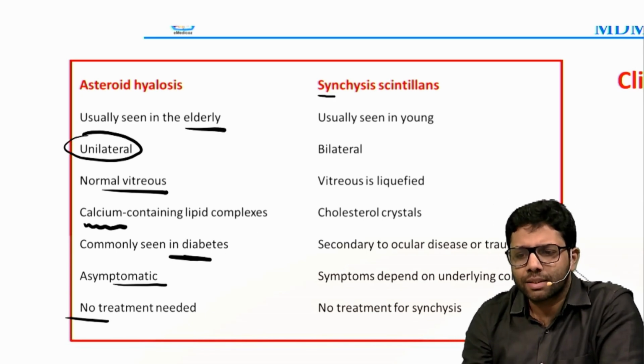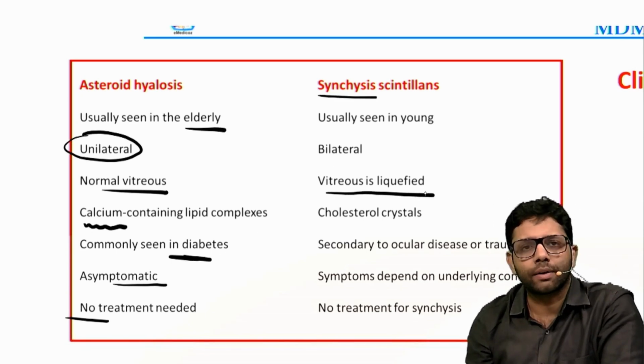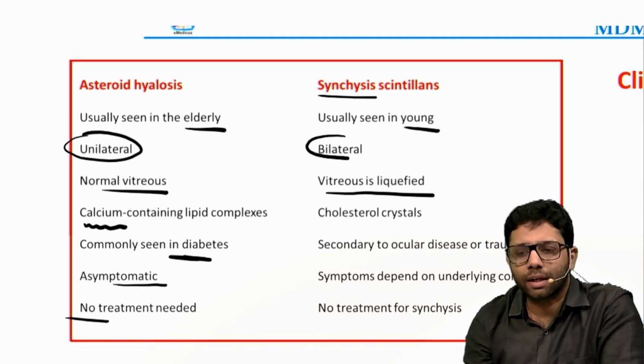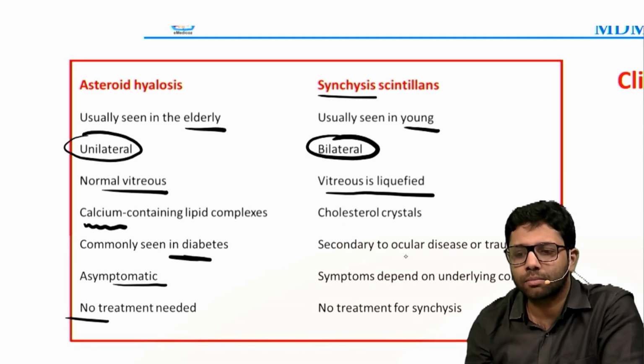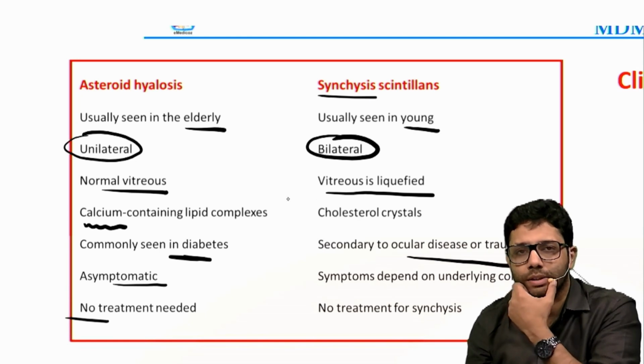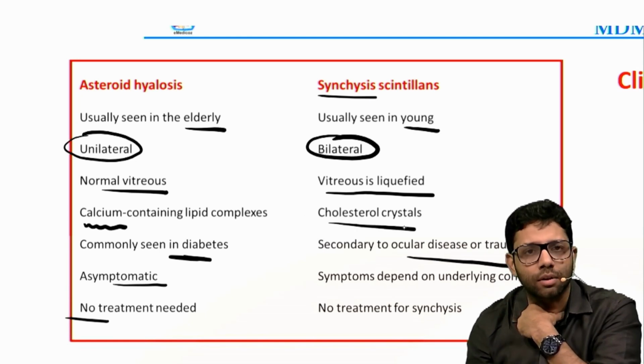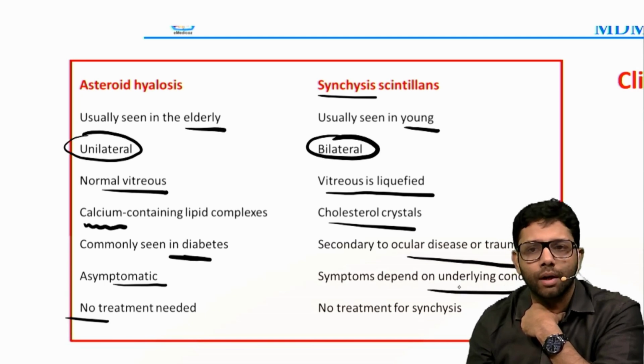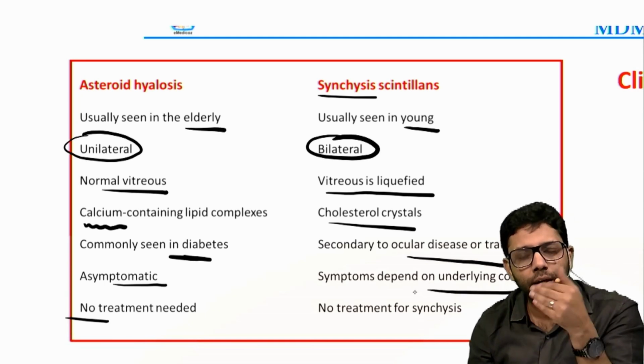Well, synchysis, the word means the vitreous is liquefied. Mostly in the young, and a bilateral condition with some underlying ocular conditions or trauma, and there are some cholesterol crystals. Here, calcium deposits. Here, cholesterol crystals are there. Here, the vision can be reduced depending on the underlying condition. And treatment is not of synchysis, but treatment of the underlying condition can be there.